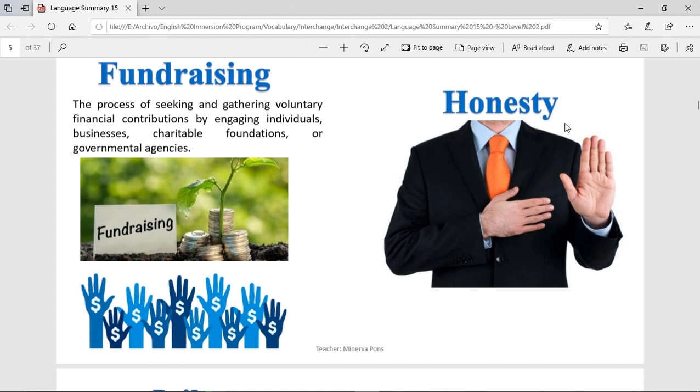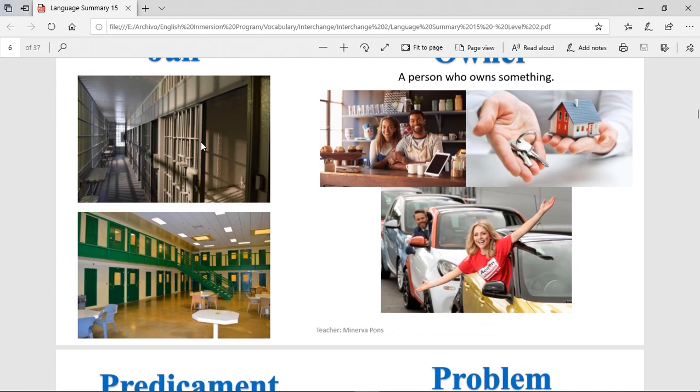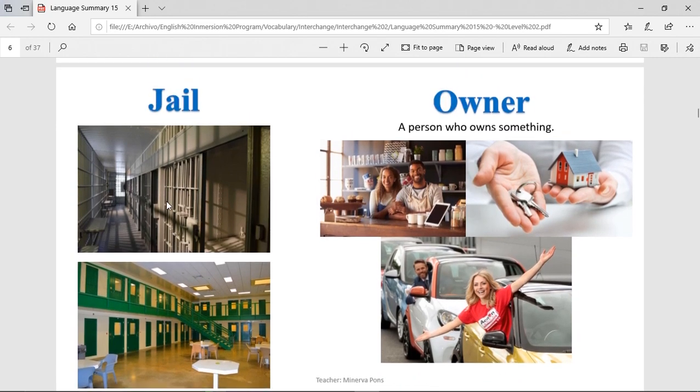Honesty. Honesty is when someone is always saying the truth and being humble and always being loyal. Honesty are good things. Jail. This is jail. When you commit crimes, you're sent to jail.